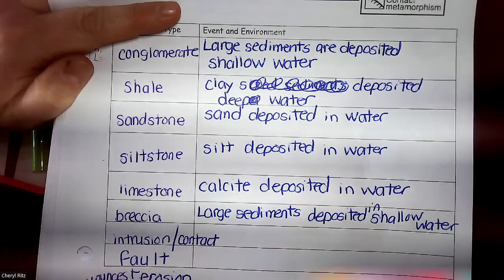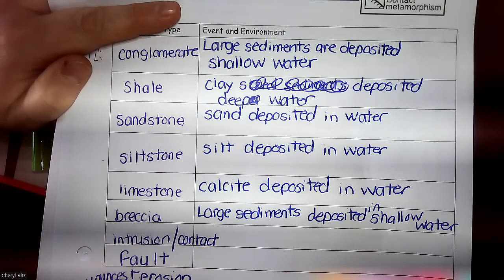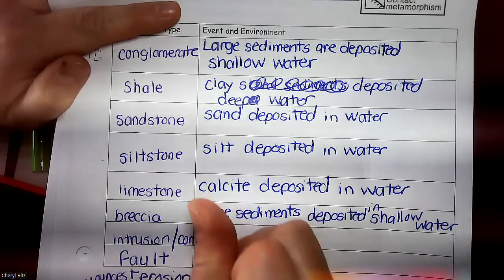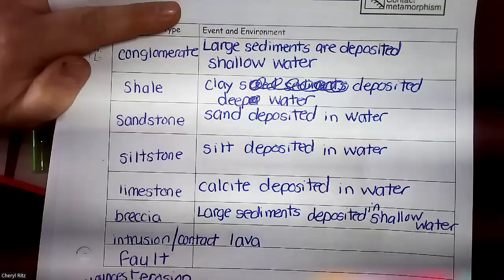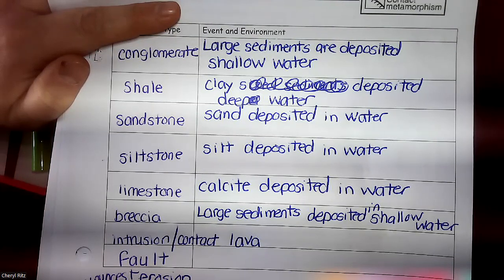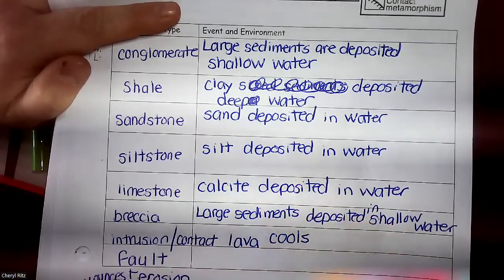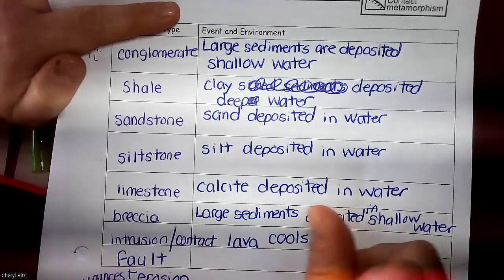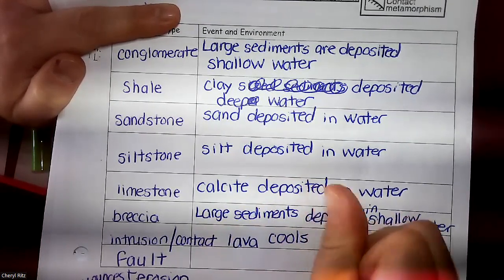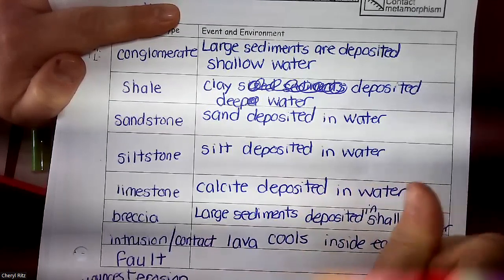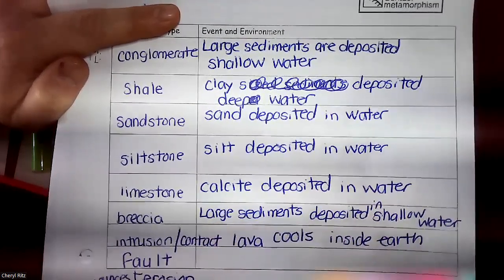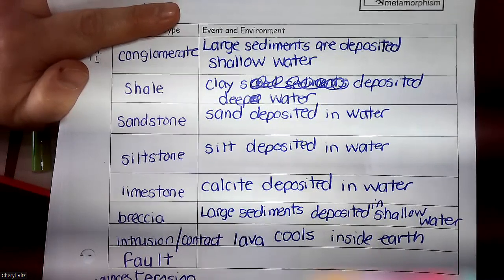The next one that we said yesterday was an intrusion and contact metamorphism. How is an intrusion formed? What is an intrusion? Lava. What does the lava do? It cools and hardens. Where will an intrusion cool? Lava cools inside Earth. I guess technically then it's magma, but that's fine.